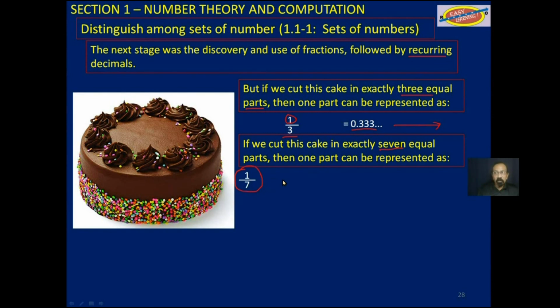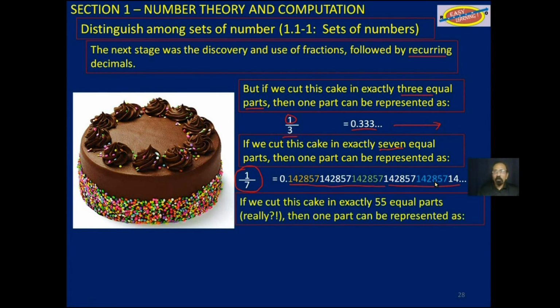If we cut it in exactly 7 parts, then we'll have 1 out of 7. That's the vulgar fraction. If we divide the numerator by the denominator, we get 0.142857, 142,857, 142,857, and so on. And it keeps recurring forever. So now we have a recurring decimal. If we do the same thing with 1 out of 55, if you try to divide 1 by 55, we get 0.01818181818 forever.